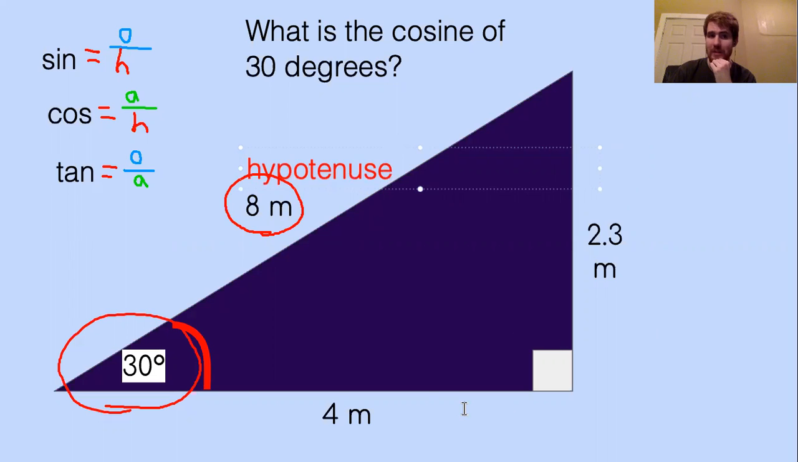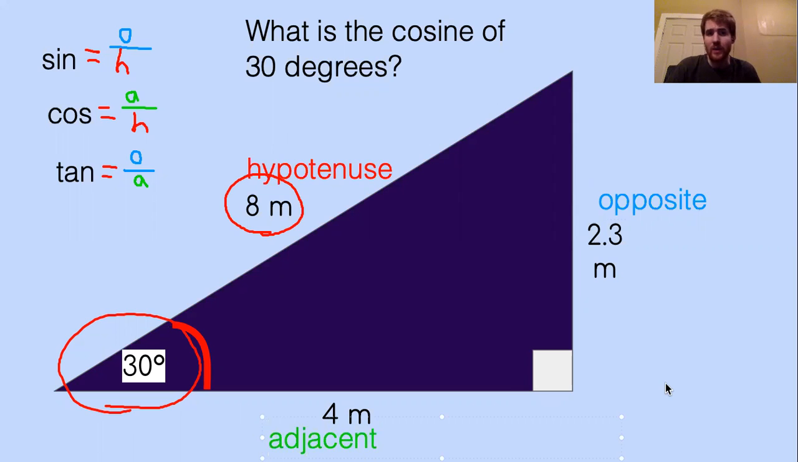All right, what is the next step then? Now find the opposite side. What side is opposite 30 degrees? Well, on the other side of the triangle, it's 2.3. So we know that 2.3 is the opposite side. Finally, the adjacent side is always the side next to the angle and in between the right angle. So in between 30 degrees and 90 degrees, we find the adjacent side, which is 4 meters.